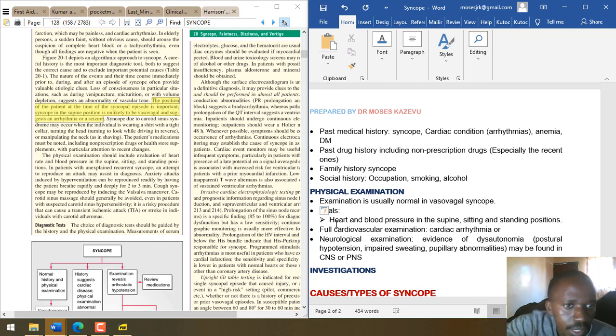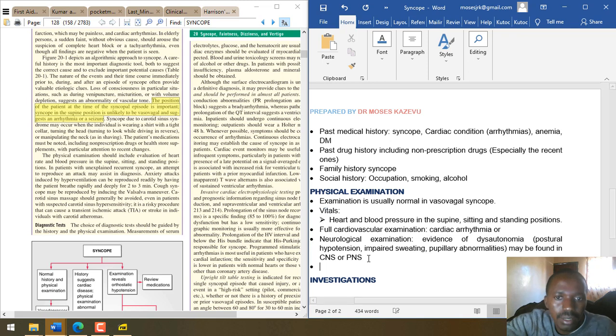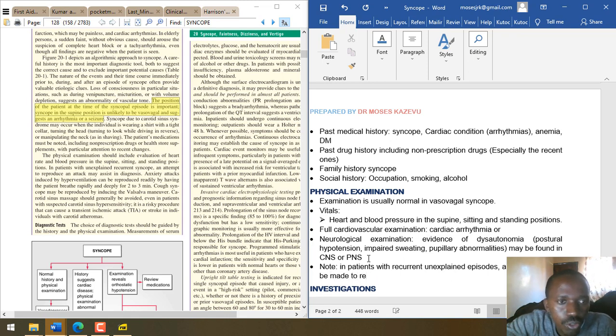In patients with unexplained recurrent syncope, an attempt should be made to reproduce an attack, as this may aid in diagnosis. Okay, so we can add this as a note: in patients with recurrent, unexplained episodes, an attempt should be made to reproduce an attack, as this may aid in diagnosis.